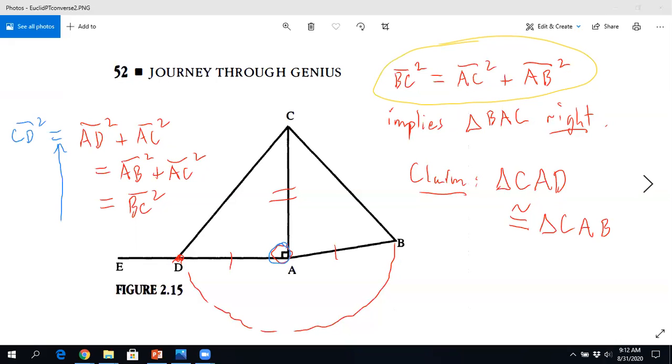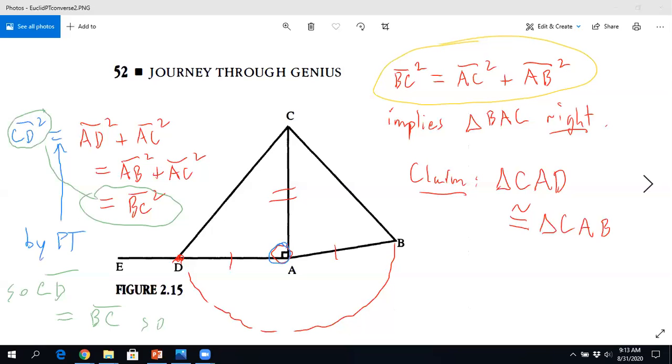What does he use in the reverse direction? If you have a right triangle, then the sum of the squares of the legs equals the square of the hypotenuse. He uses the Pythagorean theorem in the reverse direction. So this is by PT, the Pythagorean theorem. So look at this. CD squared equals BC squared. What does that tell you about CD and BC? They're the same length, yes? So CD is equal to BC.